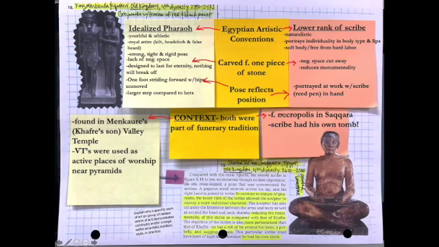Okay, and then the seated scribe is from a necropolis in Saqqara, which is in Egypt. And this scribe was so important that he had his own tomb. So I highlighted that in the bottom. This particular scribe must have been of high status because he had his own tomb.